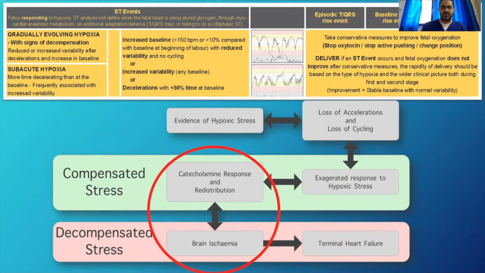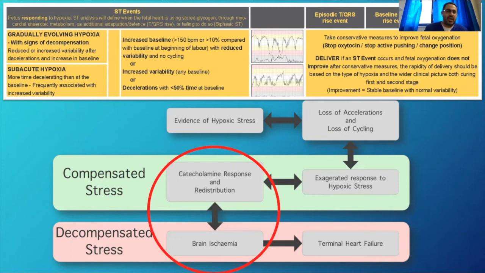Now, if you read the description for the gradually evolving hypoxia with signs of decompensation, it is going to start from just the rise in baseline. And the issue is that from the edge of compensation, which is once the adrenaline has been released, to the point of brain ischemia, there are no more signs on the trace. The trace is not going to give you anything else. You have seen a rise in baseline, and the next step is you're going to start seeing brain decompensation. What's happening in between, you can't assess. There's no more signs for you.